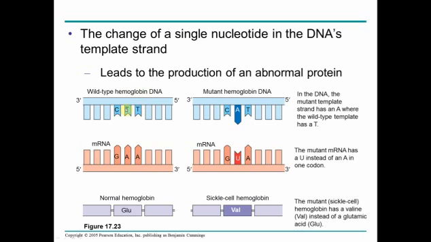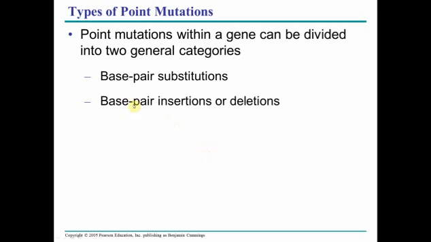Here, if we have CTT, wild-type hemoglobin, that gets converted to the mRNA as GAA, makes glutamate. But if you mutate the T into an A, then you get GUA, and that makes valine instead of glutamate. And as a result, that changes the amino acid sequence.